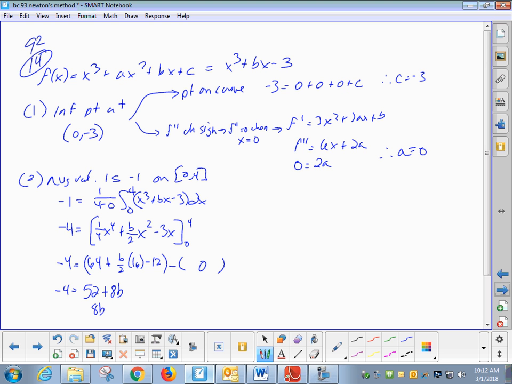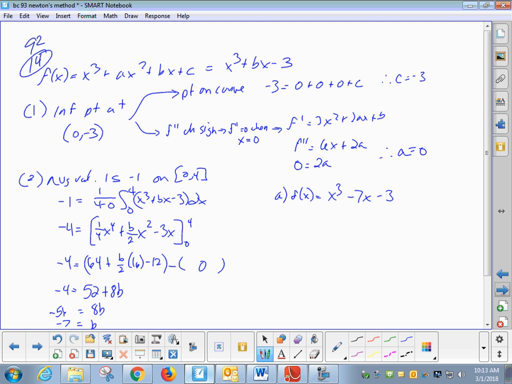8b therefore is negative 56. So b is negative 7. From that, for part A, I can conclude that f of x is x cubed minus 7x minus 3.